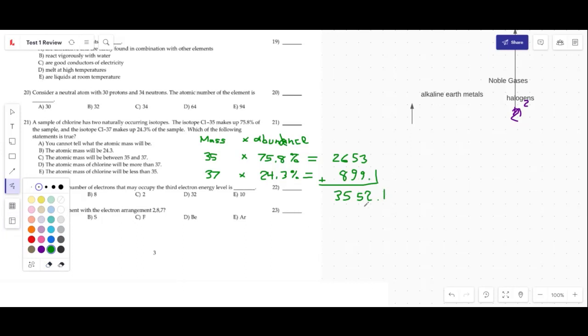But now what I have to do is divide by the total abundance. So I multiplied the mass times the appropriate abundance, but now I have to divide by the total abundance. Well, the total abundance is just going to be these two added together. Of course, that's going to add together to 100%, right? So I take my 3,552 divided by 100%, and that's going to give me my average atomic mass, which is 35.52.